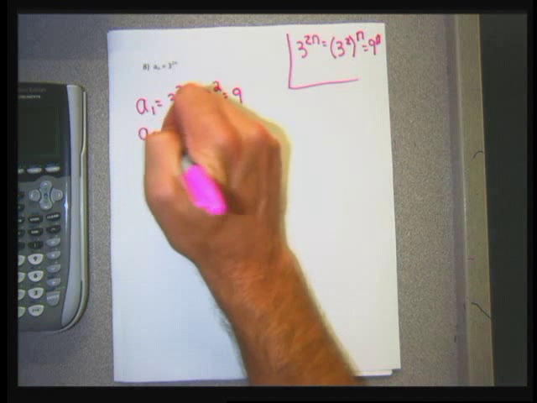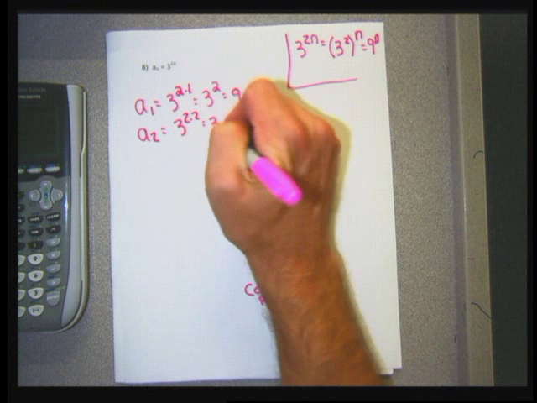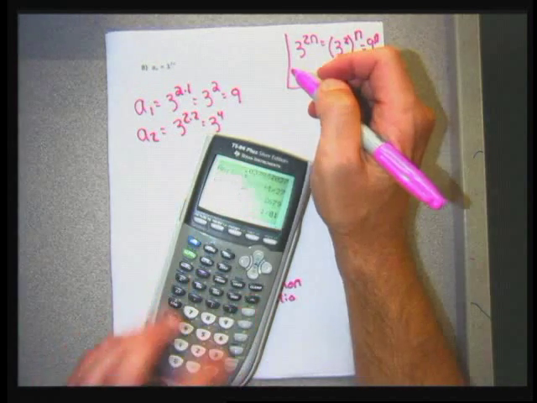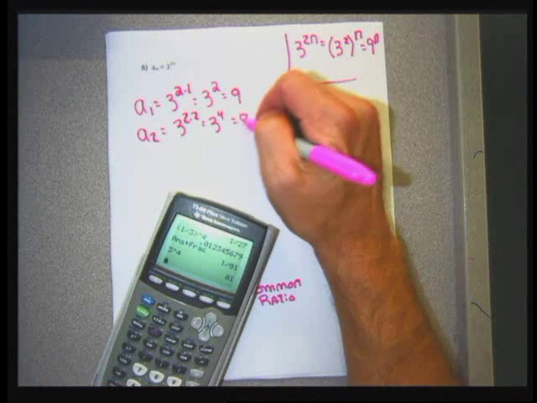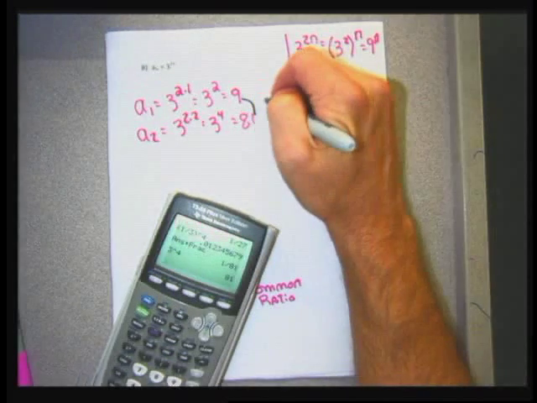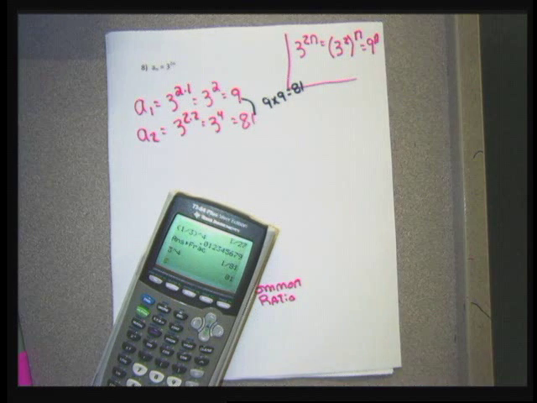A sub 2 is going to be 3 to the 2 times 2 power, which is 3 to the 4th power. And I go 3 up arrow 4 in my calculator and get 81. I know that 9 times 9 is 81, so I suspect that 9 is the common ratio.